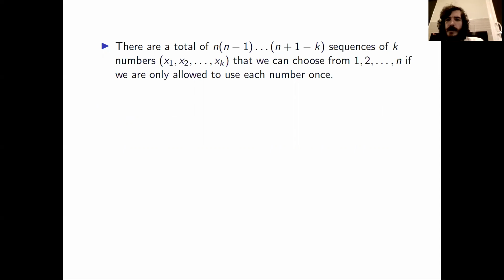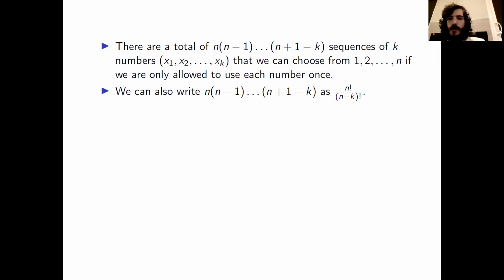So now back to the quantity that we calculated. We found that there are n times n minus 1 times n minus 2 all the way down to n plus 1 minus k sequences of k numbers, x1, x2, up to xk, that we can choose from the numbers 1, 2, 3, up to n, if we're not allowed to have any repeats. Using factorials, we can write that number much more succinctly. We write it as n factorial divided by n minus k factorial.